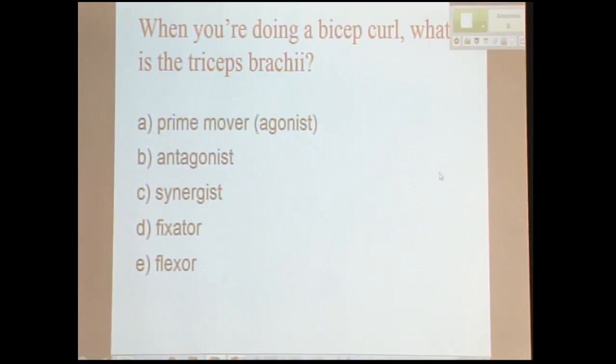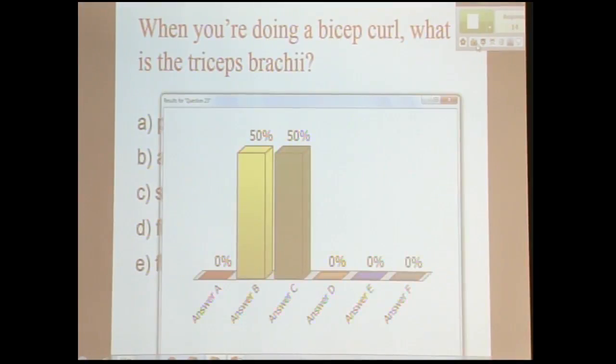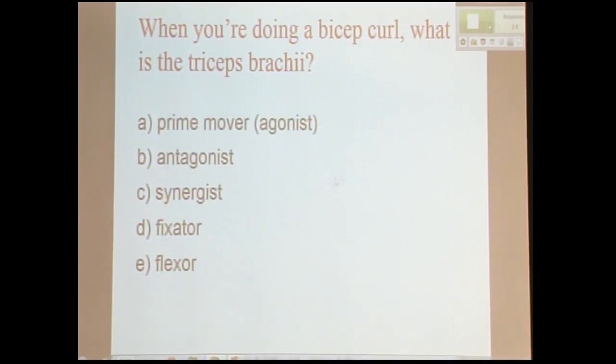All right, so how about this one? When you do a bicep curl, what is the triceps acting as? So agonist, antagonist, synergist, fixator, or flexor? All right, so what should I come up with? B and C. So the answer for this one is actually B, the antagonist. So when you do your bicep curl, the tricep is relaxing. That's all it's doing.